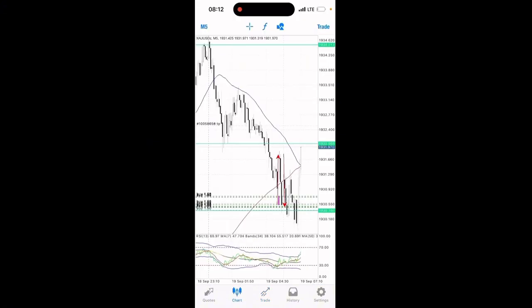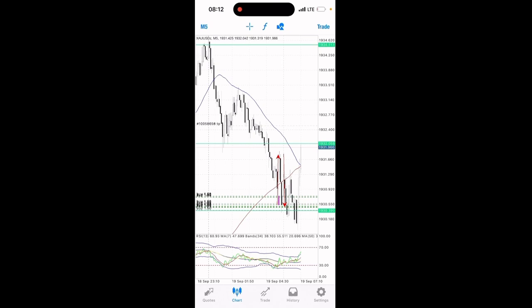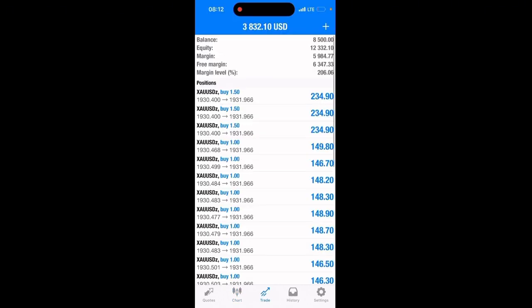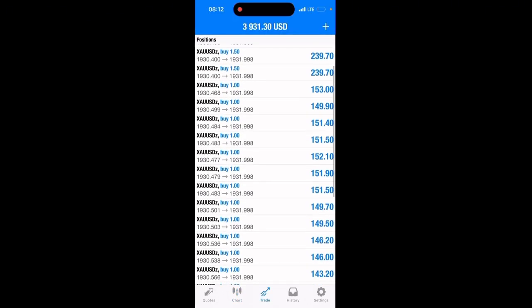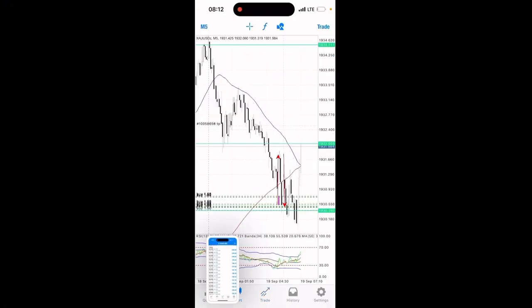At this support level here, this previous support level, I'm going to close some of my trades. Currently running 4k profit right now.